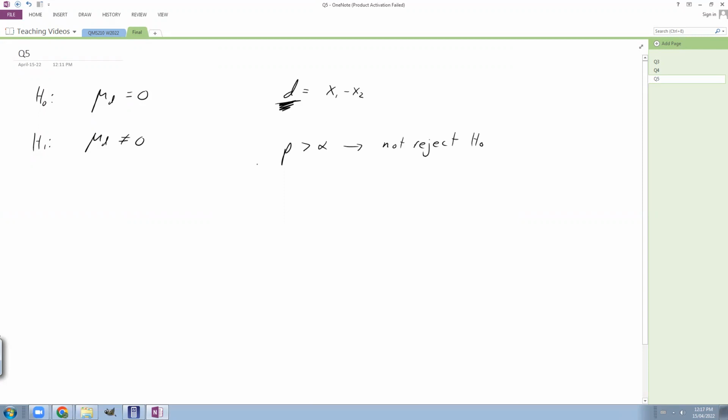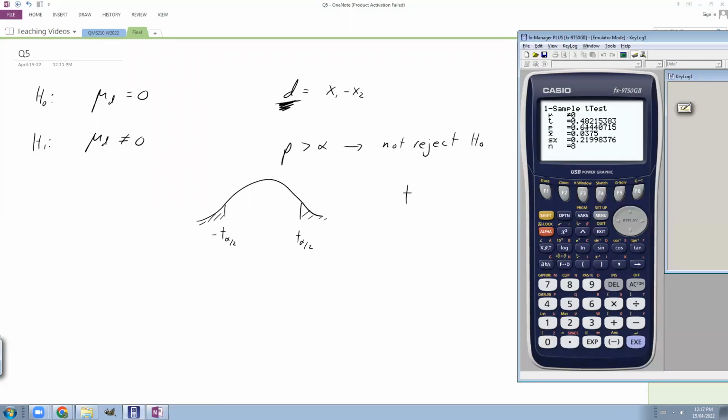And just like the previous questions, if we preferred to do this with a critical value method, we could do a critical value method finding our critical values positive and negative. It's positive, negative because we have a not equals, because it's two-tailed. We have our rejection region in the tails here. The T that we just found was 0.482.